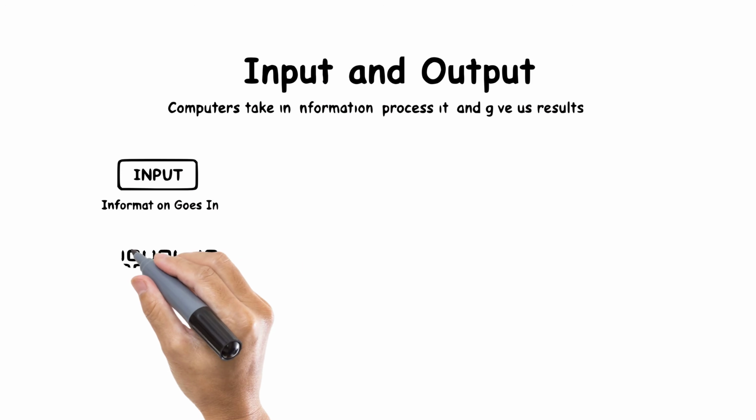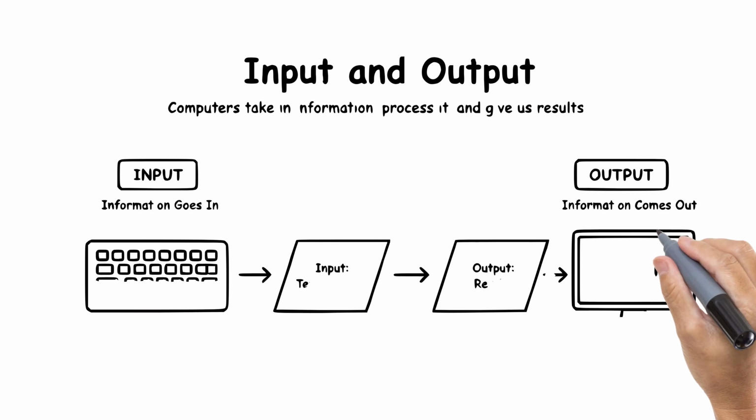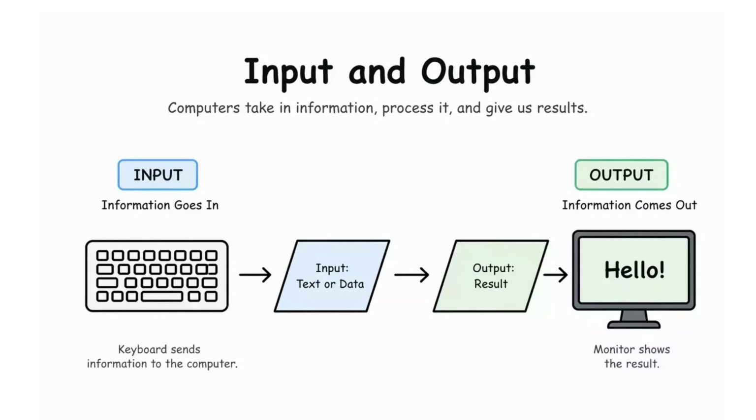Sometimes information comes into the system, and sometimes information goes out. That is input and output. Input could be typing your age or entering a password. Output could be showing a message, a score, or a result on the screen.